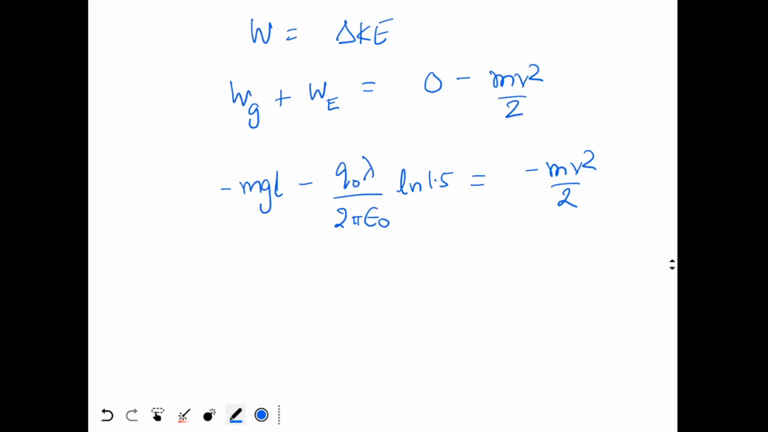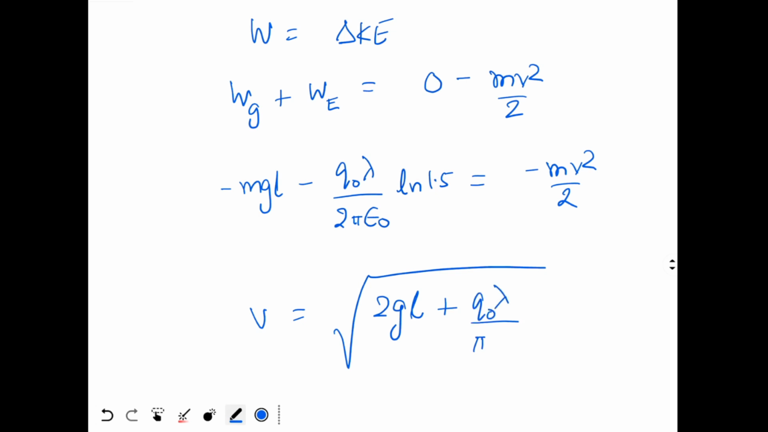That's it. So v will be the square root of 2gL plus q naught lambda by pi epsilon naught m times the natural logarithm of 1.5.